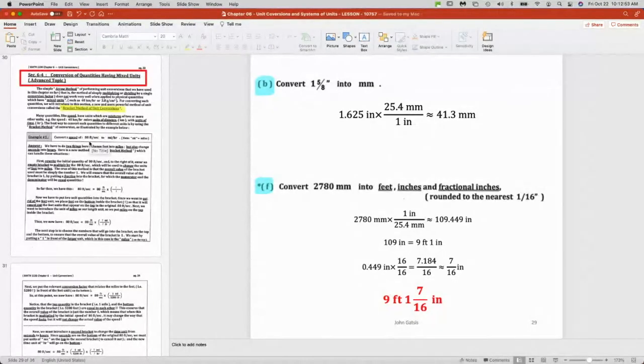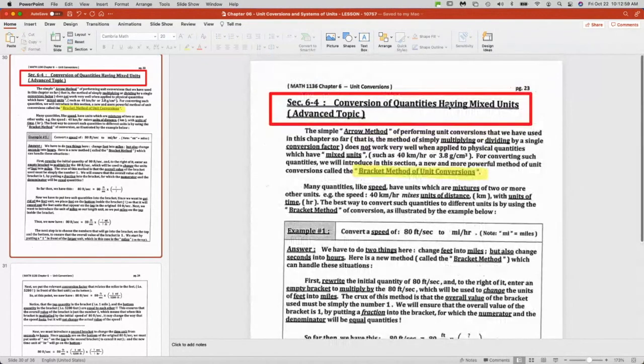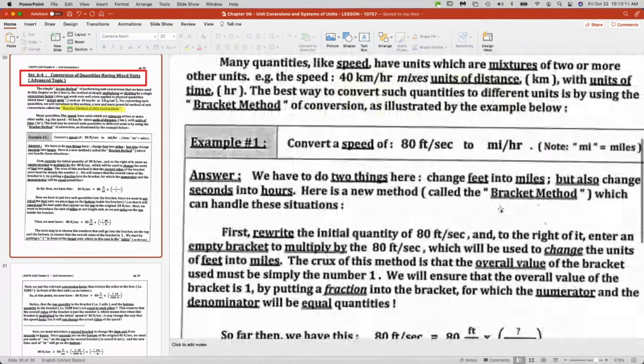Okay, so we're going to move on now to the last topic, which is mixed units. Conversions involving mixed units. This is where the author of the book starts to get into more of the approach that I'm using involving the fractions, or what's called the bracket method also. And this is just things like, if you take a look at this conversion here, we'll do similar ones.